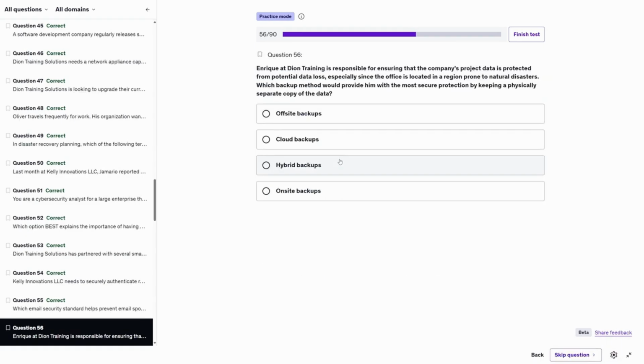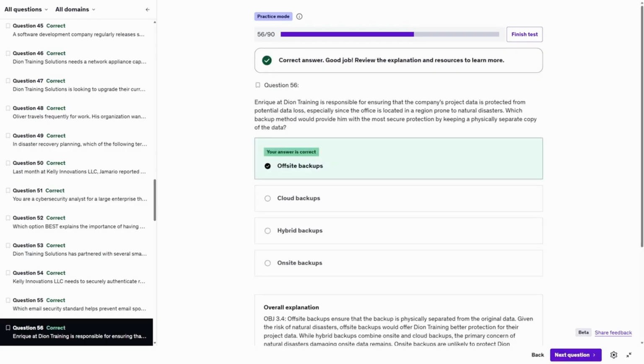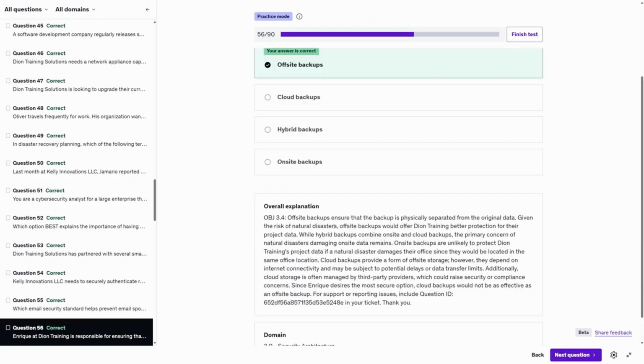Enrique at Dion Training is responsible for ensuring that the company's project data is protected from potential data loss, especially since the office is located in a region prone to natural disasters. Which backup method would provide him with the most secure protection by keeping a physically separate copy of the data? And the answer for this one is going to be pretty obvious here. It's going to be offsite backups. Offsite backups, like the name suggests, ensure that the backup is physically separated from the original data. Given the risk of natural disasters, offsite backups would offer Dion Training better protection for their project data. I'll leave up the other answers for a few extra seconds.